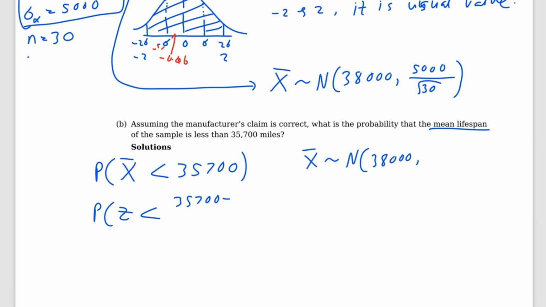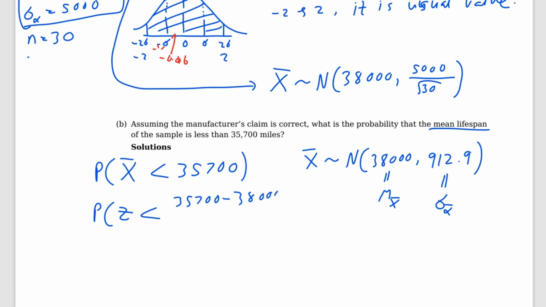38,000, and 5,000 divided by root 30, it is 912.9. So this one. Okay, so now we can use these values. The value of mu x bar is this, and the value of sigma x bar is this. Okay, so then we can use those values here.